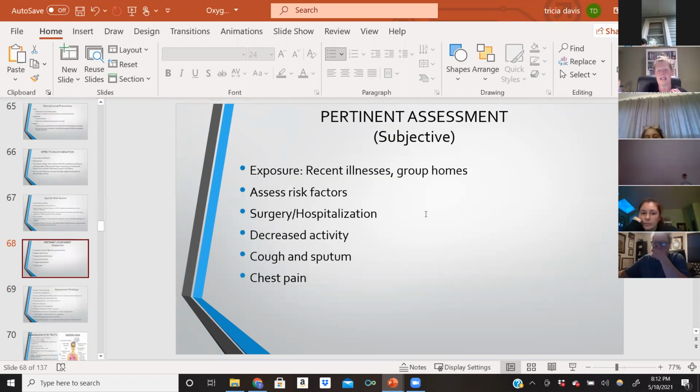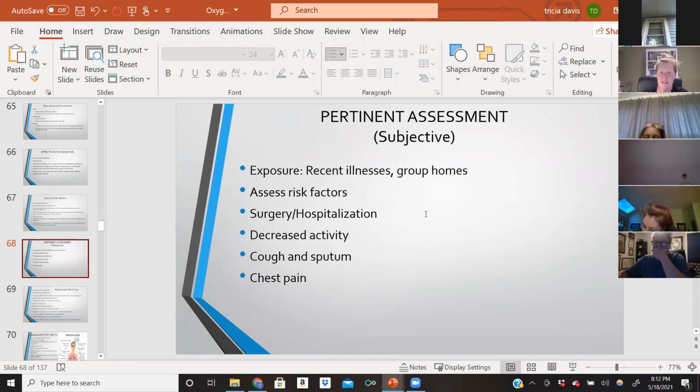So what assessments are we going to do? Some subjective assessments. We want to know what they've been exposed to. What kind of recent illnesses have they had? Did they have an upper respiratory tract infection a couple weeks ago, or the flu and it never resolved and now they have pneumonia? Do they live in a group home where you might see that atypical bacteria that's going to spread from person to person?